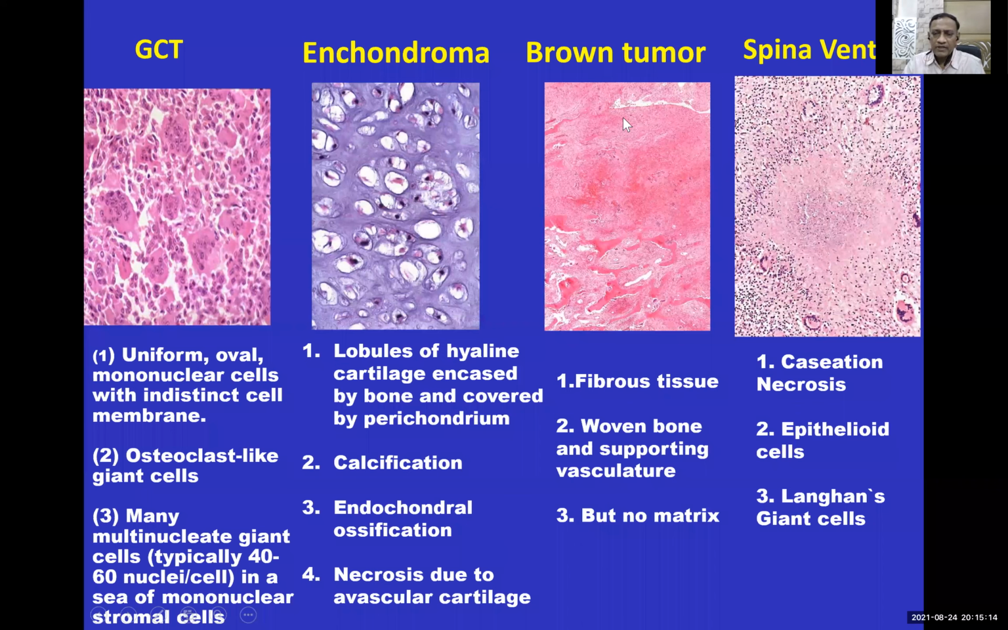In brown tumor, there is hyperparathyroidism. You see the fibrous tissue, bone supporting vasculature, but there is no matrix. In spina ventosa, also called tuberculous dactylitis, you see the caseation necrosis surrounded by the epithelioid cells and Langhans type of giant cells. These are the radiological pictures of all these four tumors.